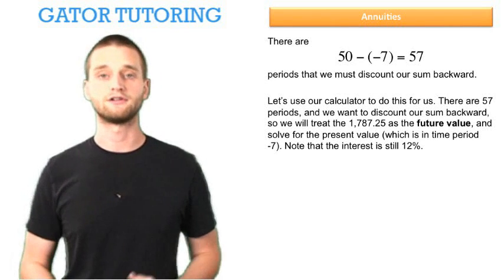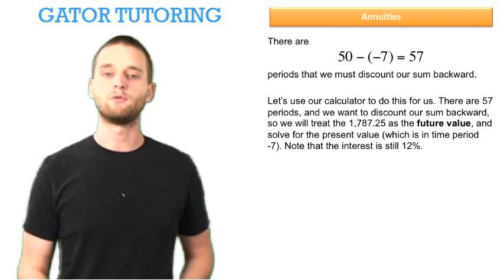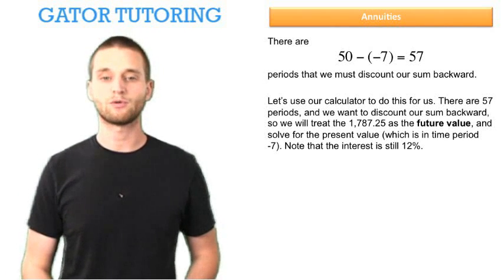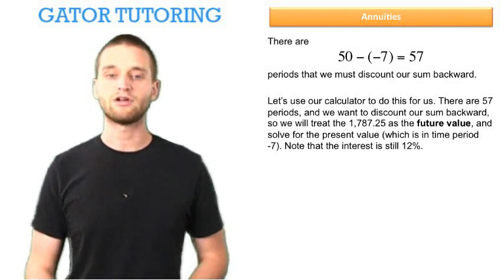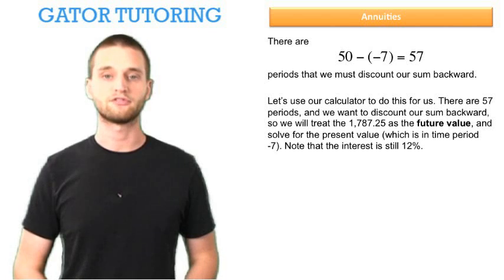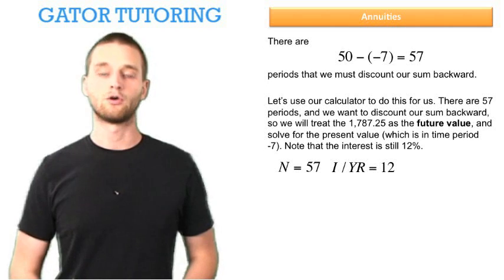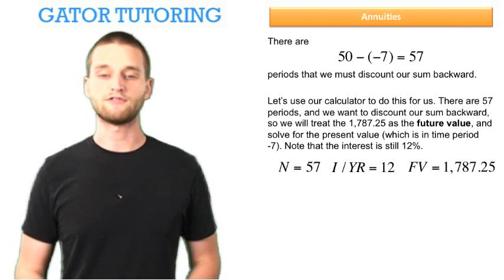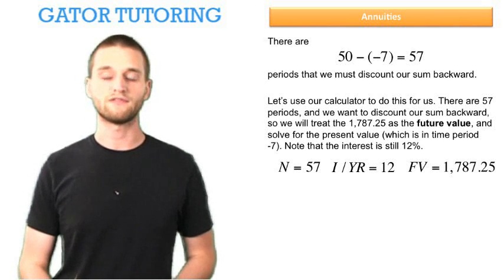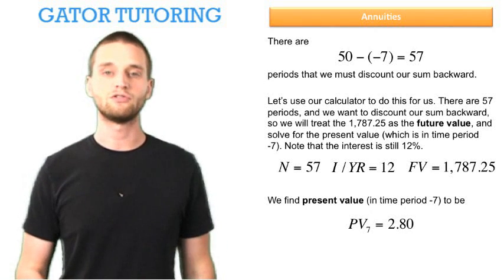So we can use our calculator to do this. There are 57 periods between period 50 and period negative 7, and we want to discount our sum backward. So we will treat the $1,787.25 as the future value and solve for the present value, which is in time period negative 7. Note that the interest is still 12%. So N is 57 periods, interest per period is 12%, and the future value is what we found the value of the annuity to be, which was $1,787.25. So we just find the present value, which is in time period negative 7, to be $2.80.